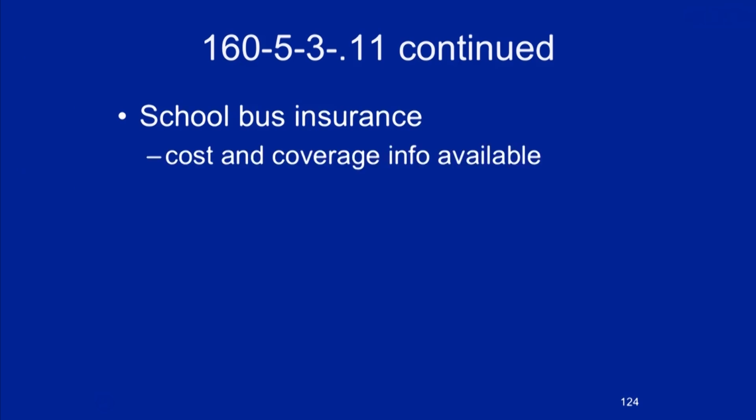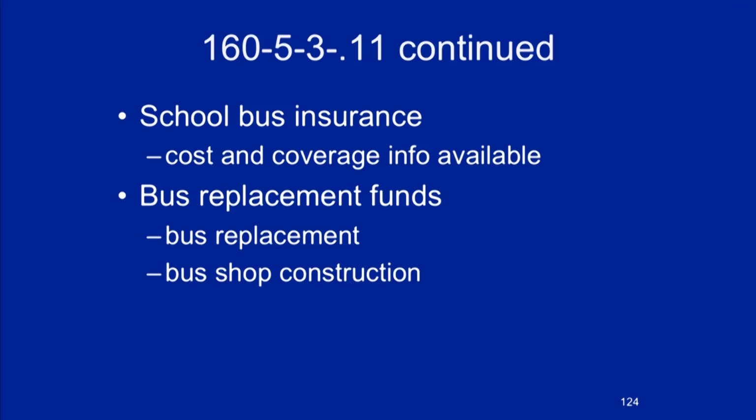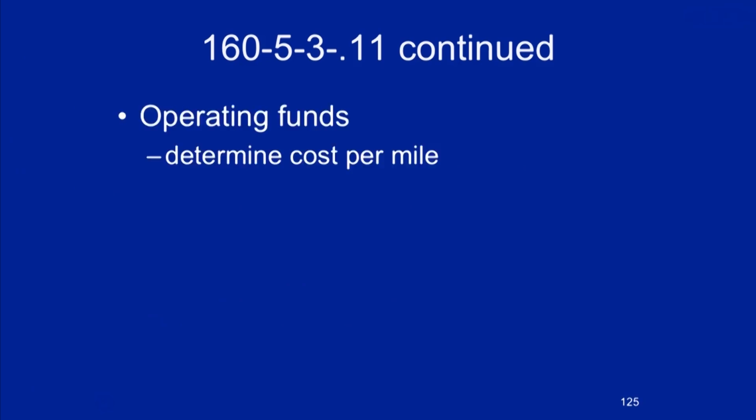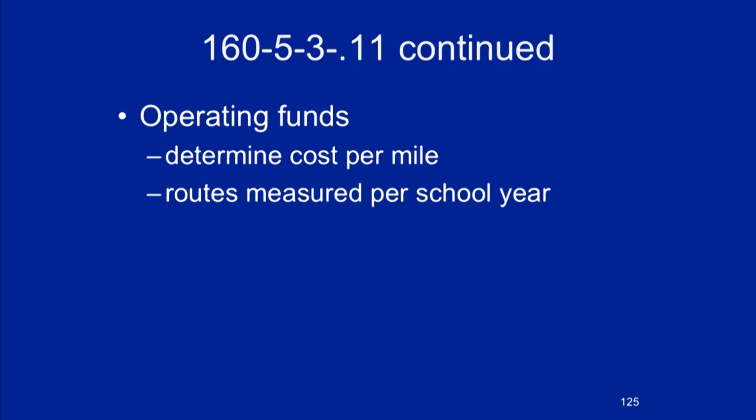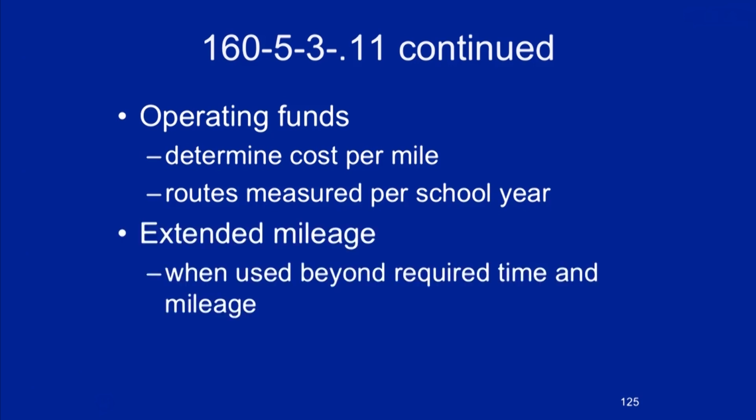School bus insurance, cost and coverage information has to be made available. Bus replacement funds, bus shop construction, and of course all their employees, the equipment, and all of that within the maintenance garages. Operating funds, so this is fuel, that type of thing, determine cost per miles. Routes are measured every school year. Extended mileage when used beyond the required time and mileage.